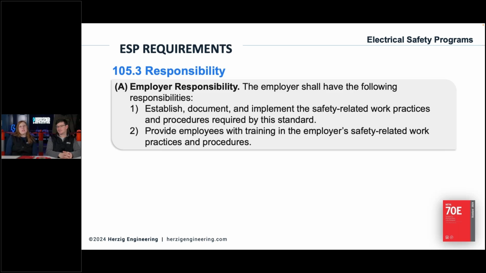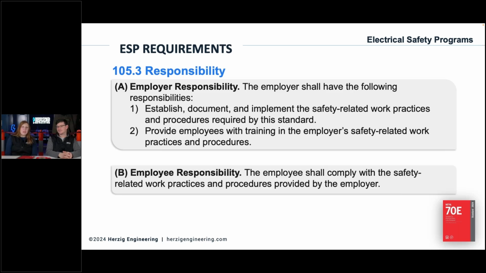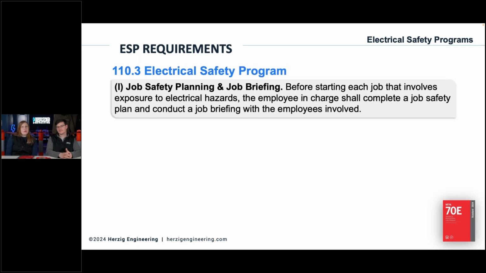Because the employee responsibility is pretty simple. They comply with the safety-related work practices based on the 70E that are provided by the employer, okay? Part of that is job safety planning. So whenever we talk about establishing boundaries, job safety planning is key, okay? You have to be able to stop and know when these apply and where they go and what to do within them. All that goes into a job safety plan.